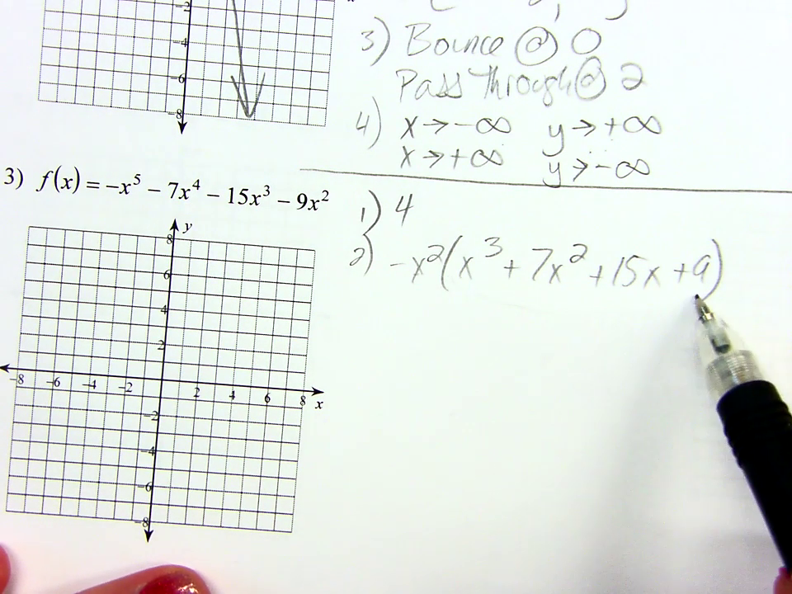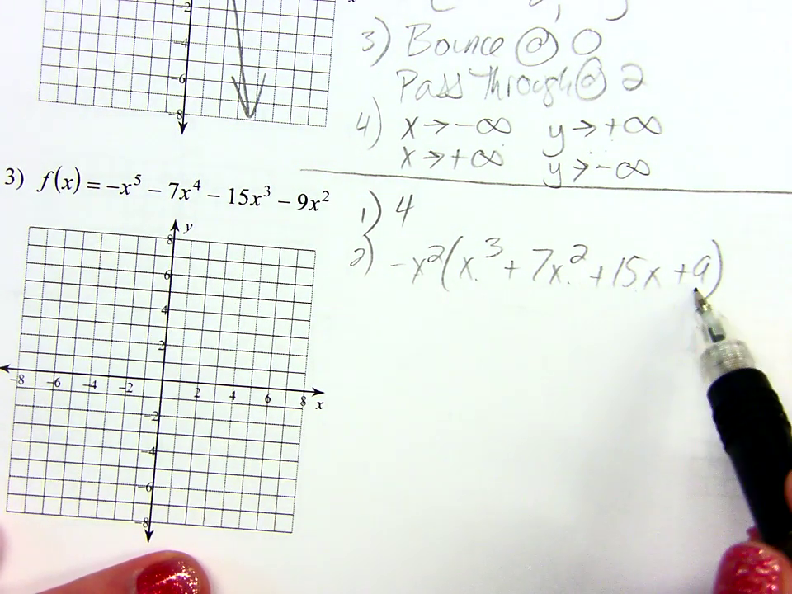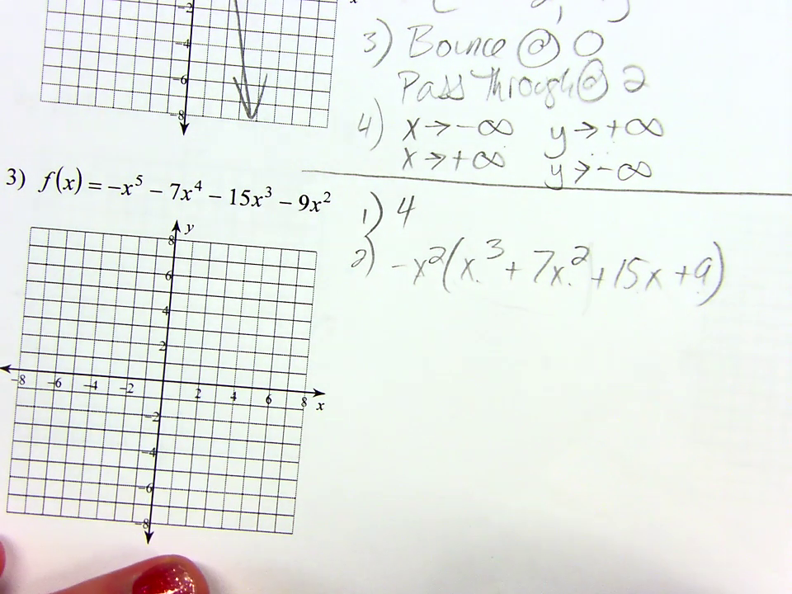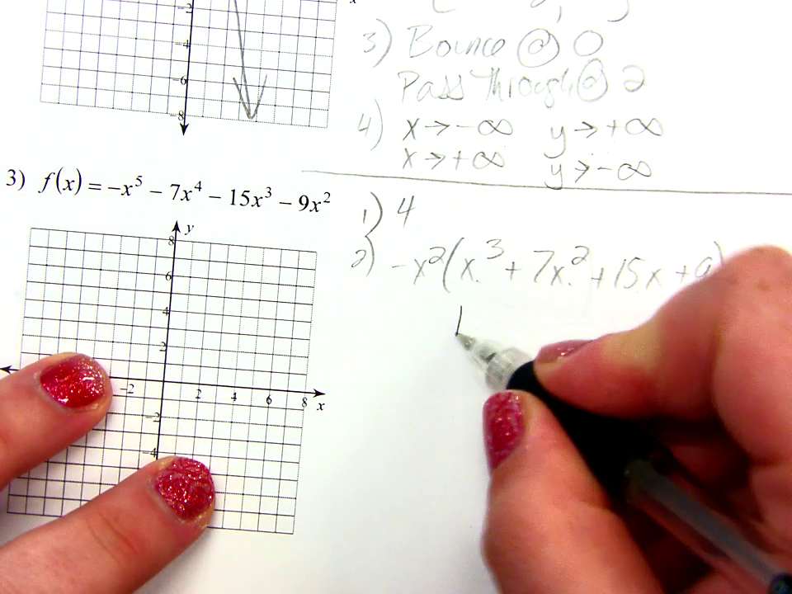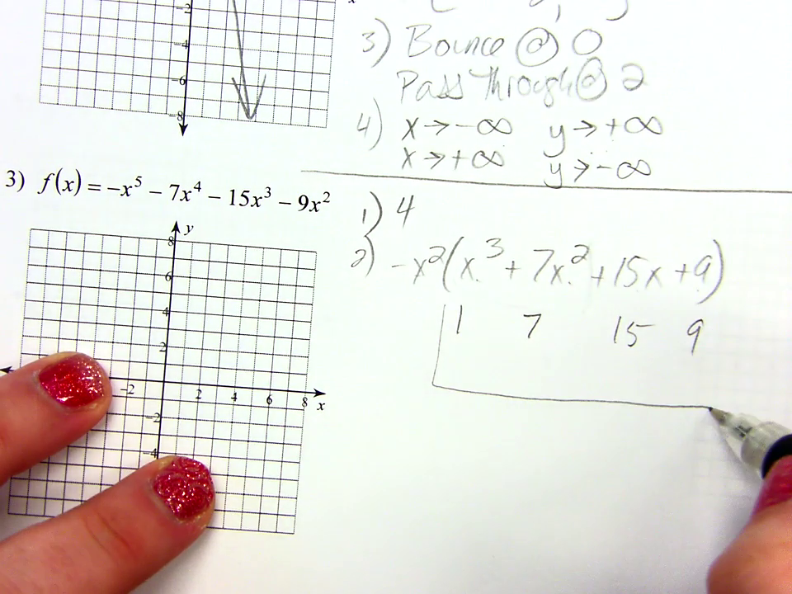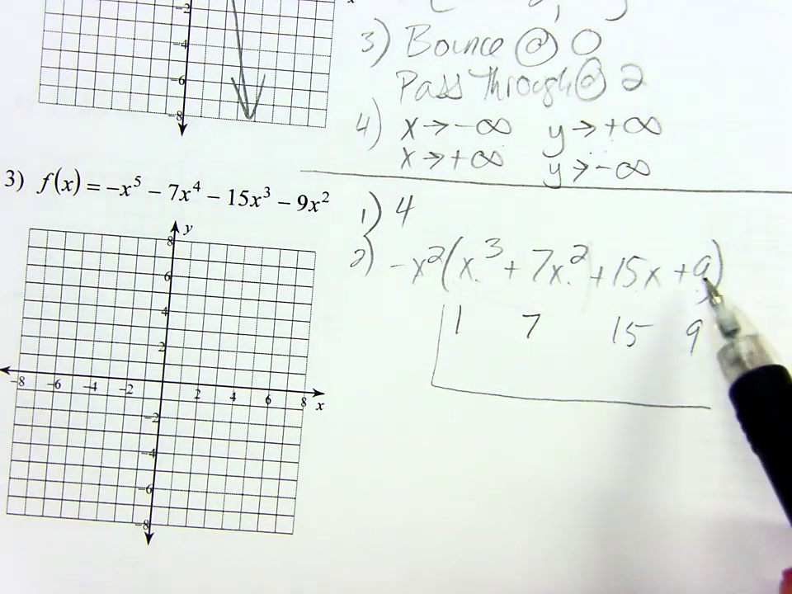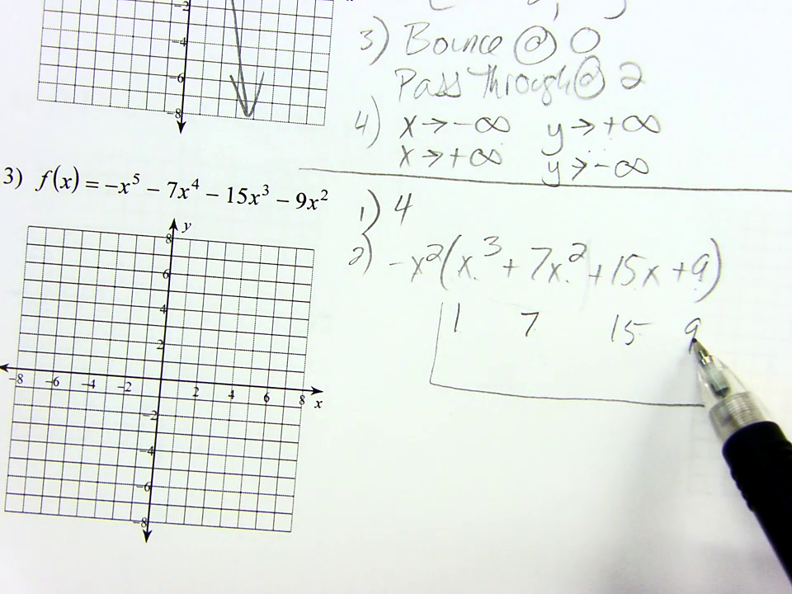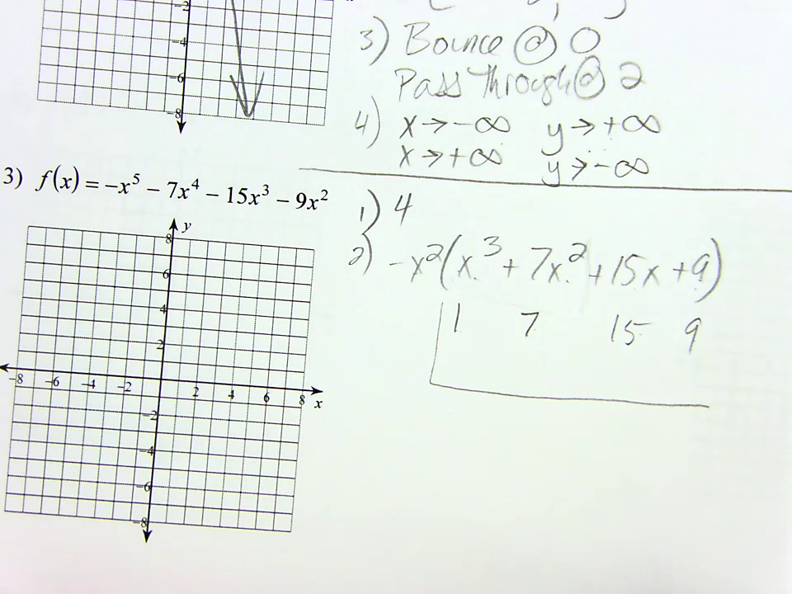The other 3 are going to come from this. This has 4 terms. I could try to factor by grouping, but it doesn't work. Right? You can try, but no luck. So I'm going to try some synthetic substitution. I want factors of 9 divided by factors of 1, so that's really just the factors of 9, but it has to be negative because all of these coefficients are positives. So that cuts our list down even further.